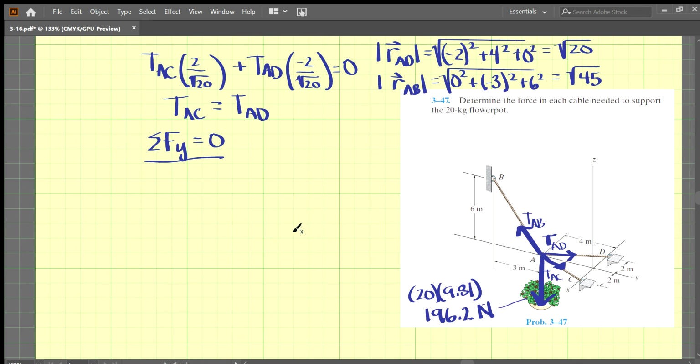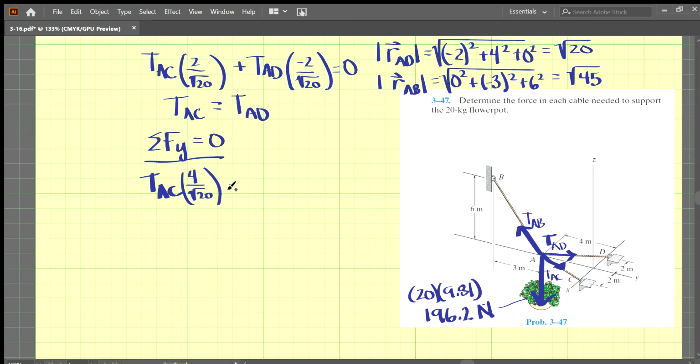So to sum the forces in the Y direction, all three cables are going to have some sort of influence on the sum of the forces in the Y direction. So let's start out with TAC. The component in the Y direction for TAC moves +4 from A to C, and the total length of cable AC is square root of 20.